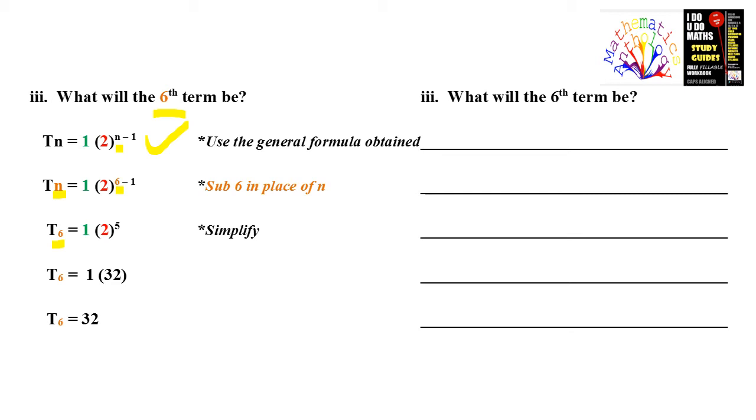Okay, so we work this out. Tn is equal to 1 times 2 to the power of 6 minus 1. Now 6 minus 1 is 5. So that will become T6 is equal to 1 times 2 to the power of 5. Work with the brackets first. 2 to the power of 5 is 32. 1 times 32 will give me 32. So the sixth term in this pattern will be 32.